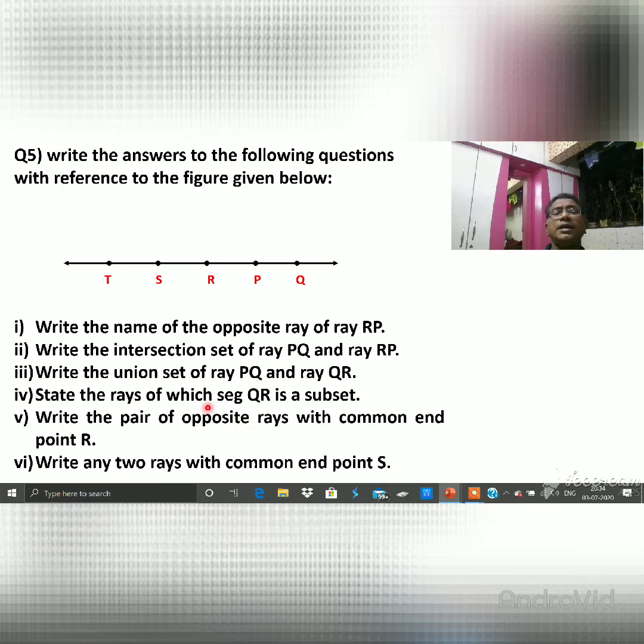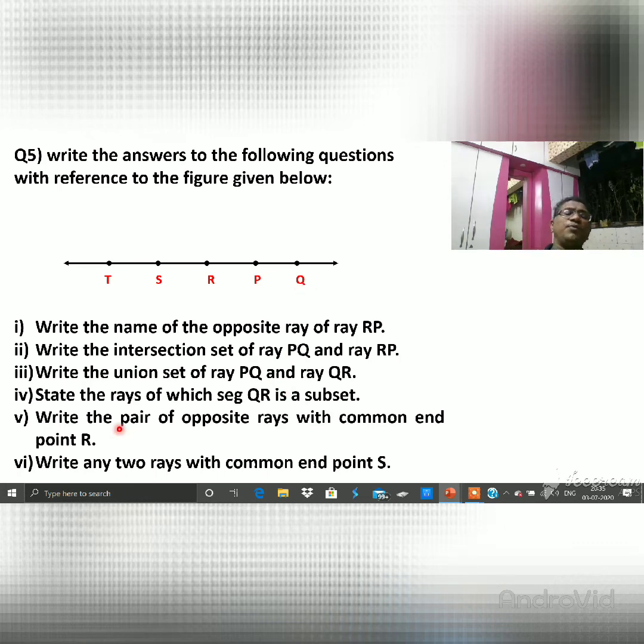Then problem number 4. Write the supersets of QR. Here the segment QR has all its points there. So first we write ray QR. It is the first one, because in ray QR, Q is there, P is there, R is there. Another possibility, ray RQ, from R to Q. All points are there. After that ray QS, in which all points are there. After that ray QT, all points are there. So these are the rays.